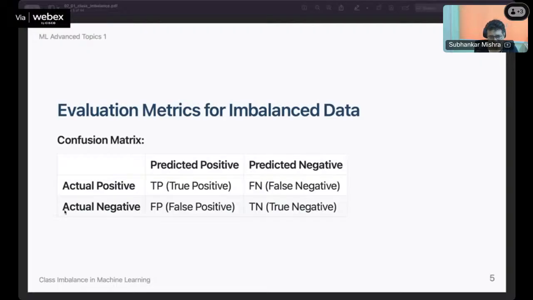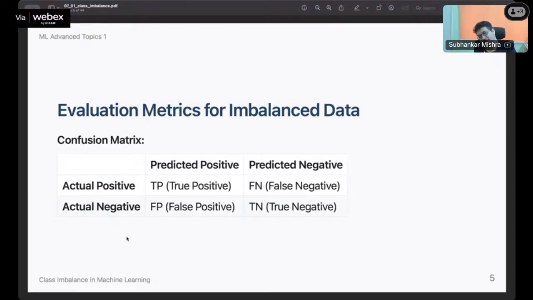There is one simple thing called the confusion matrix. It's basically a 2x2 matrix, but each row and column has different meanings. There is actual positive, actual negative, and predicted positive and predicted negative. If we assign columns and rows accordingly, then we have true positive: we predicted positive and the answer is actually positive. True negative: we predicted negative and it is actually negative. False positive: we predicted positive but it was actually negative. False negative: we predicted negative but it was actually positive.